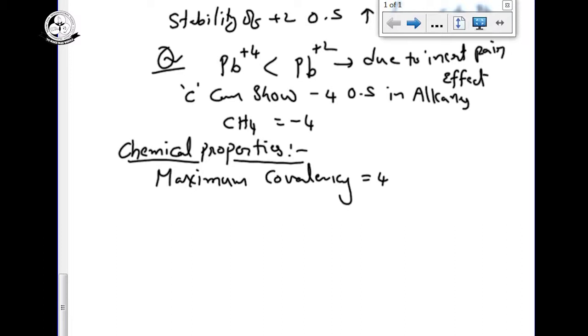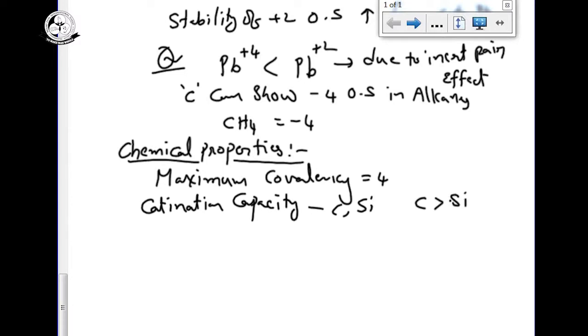Next is the catenation property, the catenation capacity. In this group of elements, 2 elements can show catenation capacity, that is carbon and silicon. Out of these 2, carbon has more catenation capacity than silicon. That's why we have many millions of compounds related to carbon, but fewer for silicon. Why? Because of catenation capacity. What is the meaning of catenation capacity? It means combining capacity.